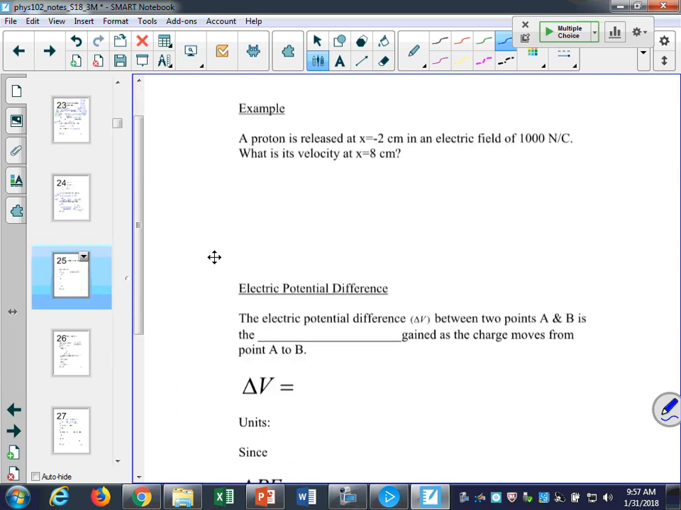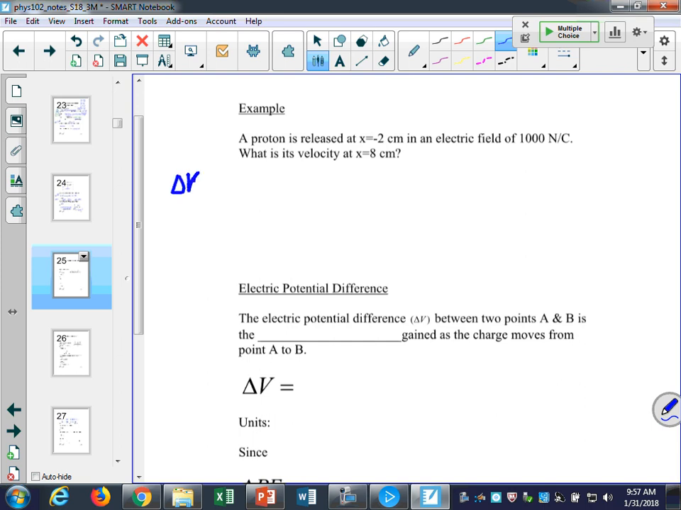Okay, let's do an example. And again, like I said, you have some problems like this on the OpenStax, and I certainly see some on the test too. All right, so I have this proton. It's released at some point, -2 centimeters, in an electric field of 1,000 newtons per coulomb, and I want to know its velocity at 8 centimeters.